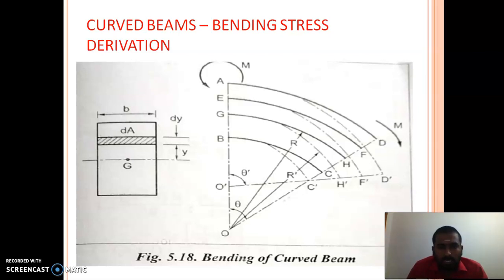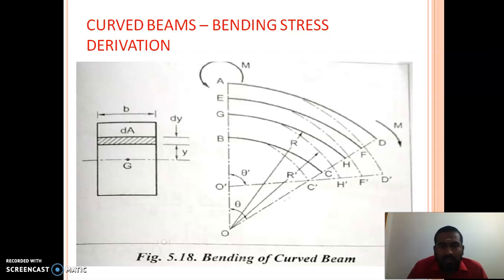So it is a cantilever beam. ABCD is a cantilever beam, and GH here is the centroidal axis. Here we are considering a layer EF at a distance y from the centroidal axis. Even before applying moment, the beam is curved. As you can see from ABCD, it is curved. Once the beam is curved, it will have a definite radius of curvature, mentioned as R. And the angle subtended from BC to the center of curvature is theta.